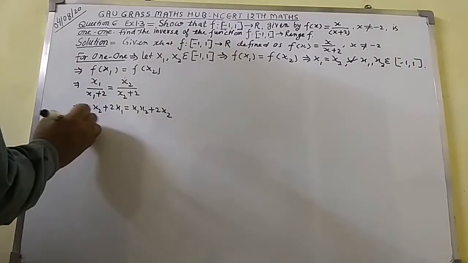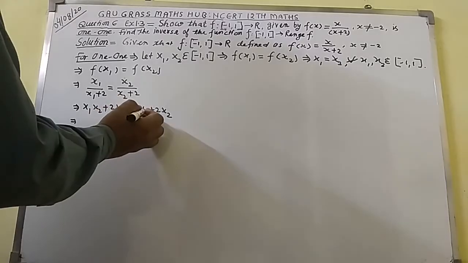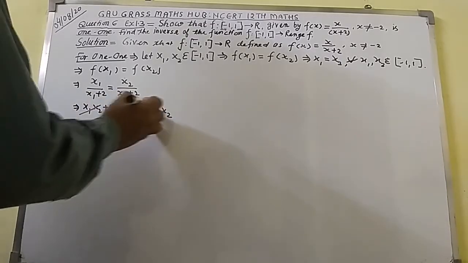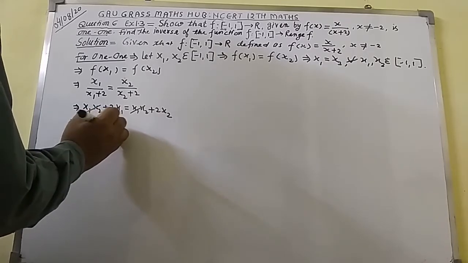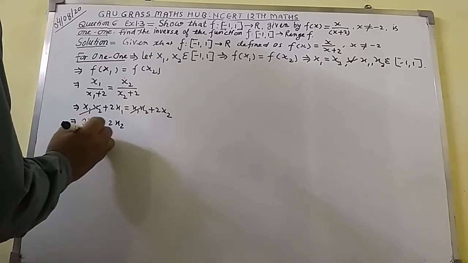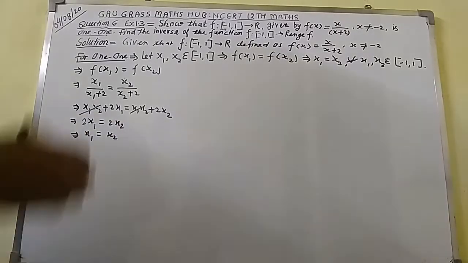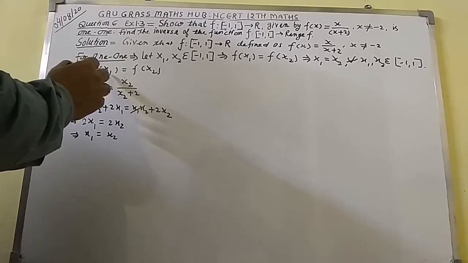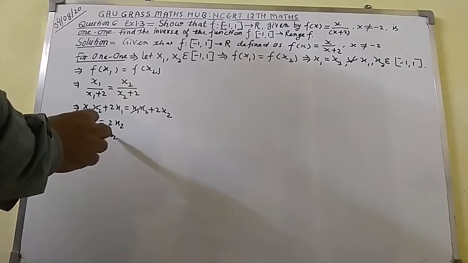What to do next here? Now you can see x1·x2 here and x1·x2 here, this will be cancelled out. Here we will get 2x1 = 2 times x2. So here we shall write x1 = x2. So I have got f(x1) = f(x2) implies that x1 = x2.